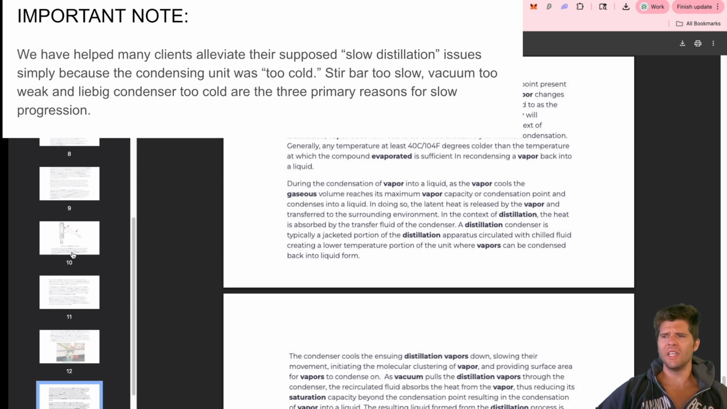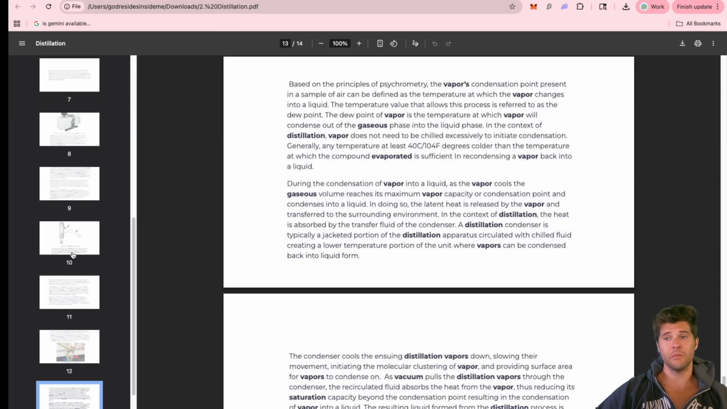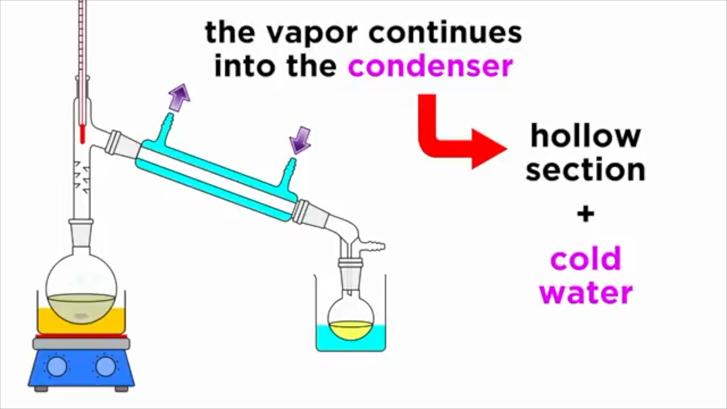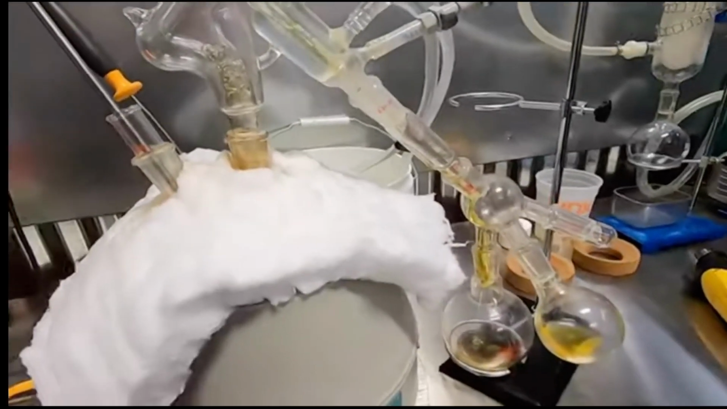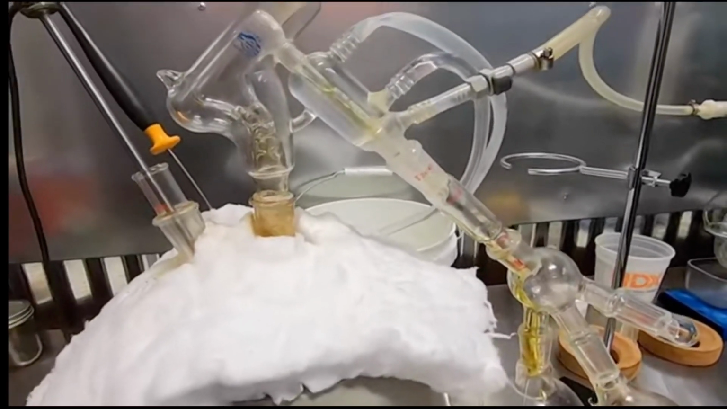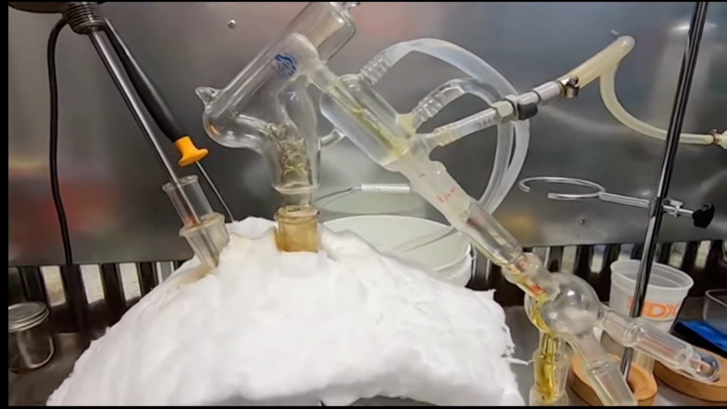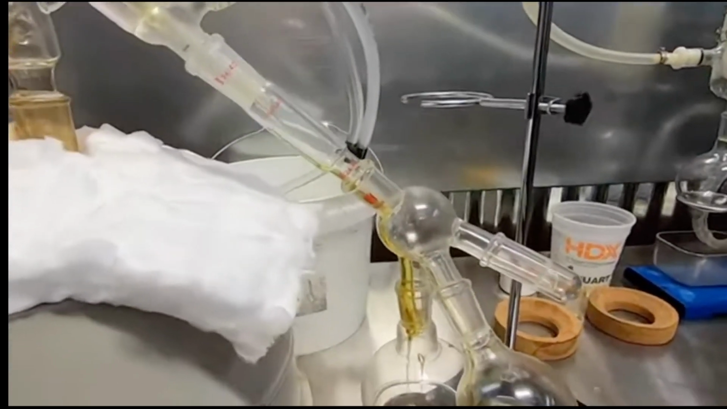In doing so, the latent heat is released by the vapor and transferred to the surrounding environment. In the context of distillation, the heat is absorbed by the transfer fluid of the condenser. A distillation condenser is typically a jacketed portion of the distillation apparatus or a little coil inside of such, in a tube and shell type setup, circulated with chilled fluid, creating a lower temperature portion of the unit where vapors can be condensed back into a liquid form.